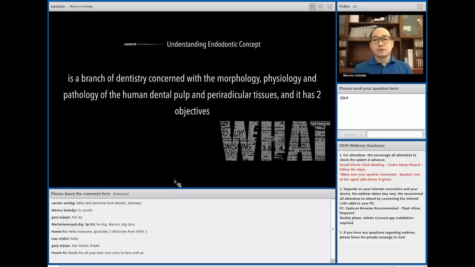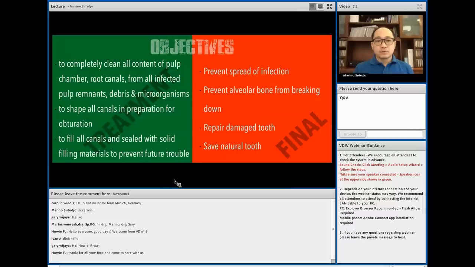So if we are talking about endodontics, I would like us to understand what the definition of endodontics actually is. Endodontics is the branch of dentistry concerned with the morphology, physiology, and pathology of the human dental pulp and periapical tissue. And it has two objectives. Why is it so important that I underline the two objectives? Because endodontics will always have a treatment objective and a final objective.